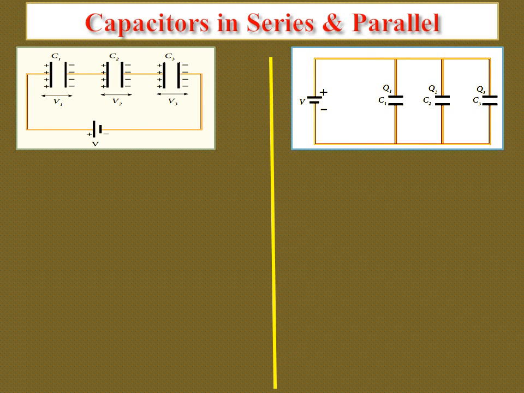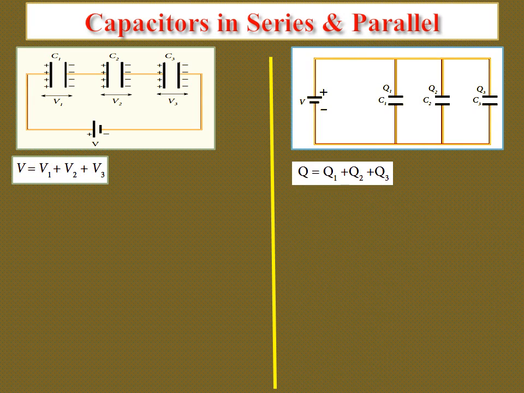Now the point to be noted over here is, when it is connected in series, the voltage will differ and the charge will remain constant. Whereas in parallel connection, the charge will differ and the voltage will remain constant. And the other formula you should remember is C is equal to Q by V. With these two parameters, you can derive the equations for capacitors in series and parallel. So the first one, here it is V is equal to V1 plus V2 plus V3, and for parallel connection it is Q is equal to Q1 plus Q2 plus Q3.